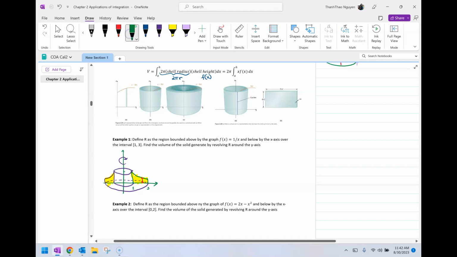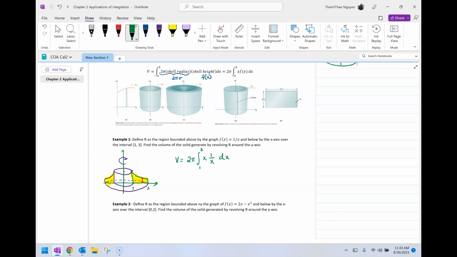So we can calculate the volume. V is equal to 2 pi, integral from 1 to 3 of x times f of x, that is 1 over x, dx, and this equals 2 pi integral from 1 to 3 of 1 dx, that equals 2 pi x evaluated from 1 to 3, that is 2 pi times 3 minus 1, 2 pi times 2, this is 4 pi.